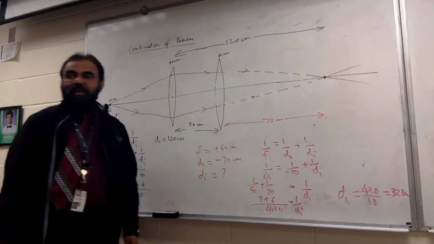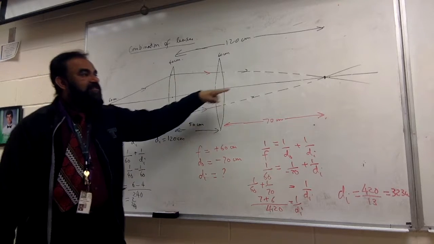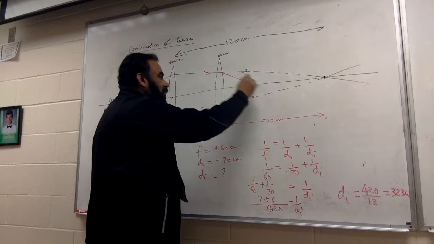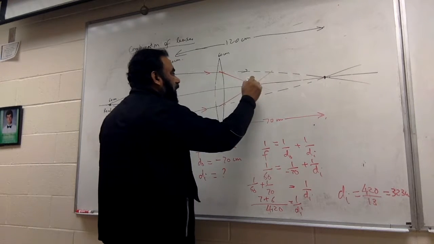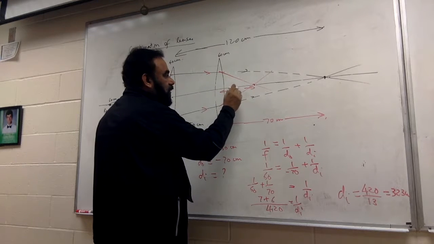So what exactly is going to happen is this. These rays would have gone there, but because of this convex lens, it converges further and hits at a distance of 32.3 centimeters.